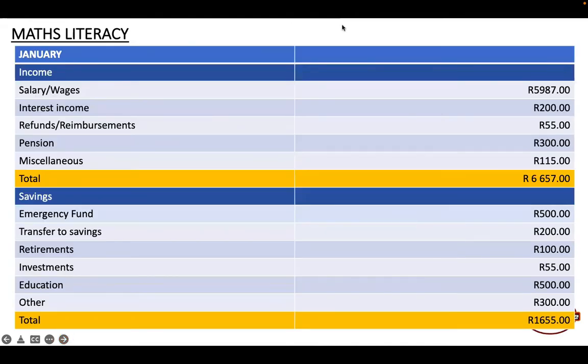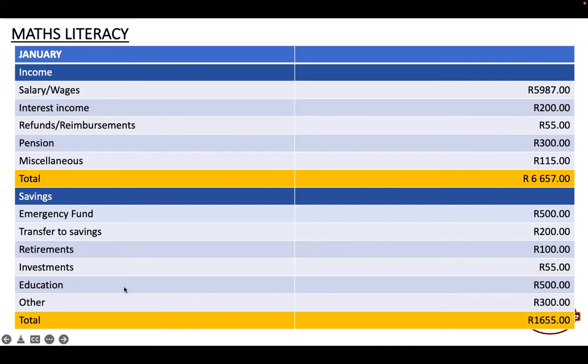So here we see this is January, and we can see the salary, the interest, the refunds, the pension, etc. Okay, and then the total. And then we also have the savings. So this is all our incomes basically. And then emergency fund, transfer to savings, retirements, investments, education, other.